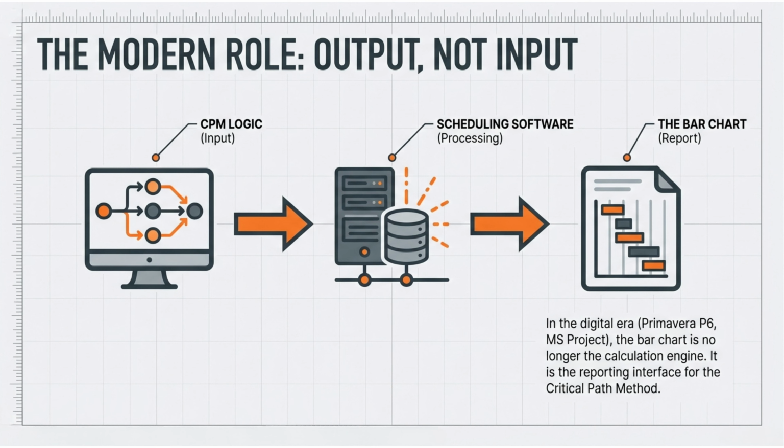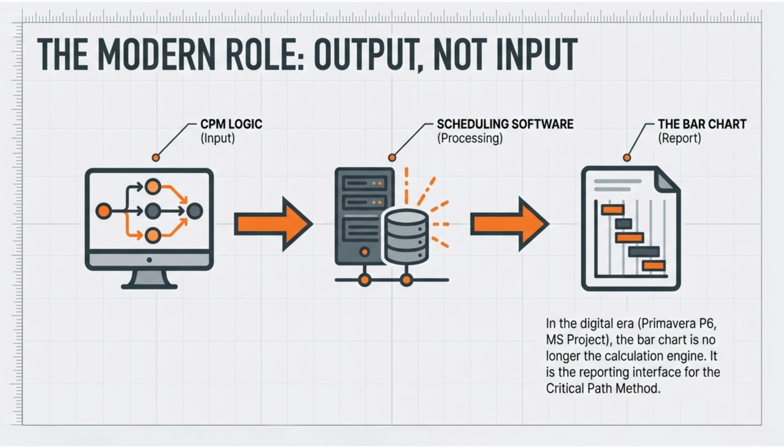Software like Primavera P6 and Microsoft Project work like this. First, you input your CPM logic, your activities, their durations, their dependencies. The software processes all of that, runs the critical path calculations, determines the mathematically optimal sequence, and then generates the Gantt chart as its report. The Gantt chart is now the output of a more rigorous analytical process, not the input to it.